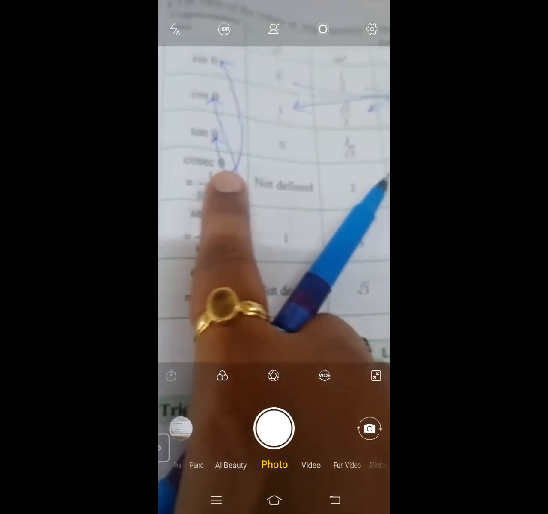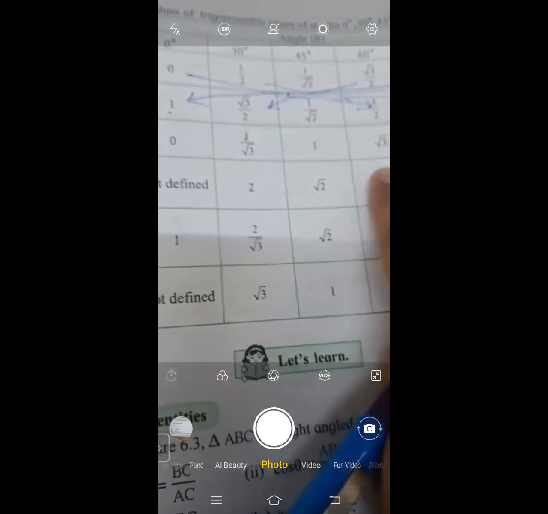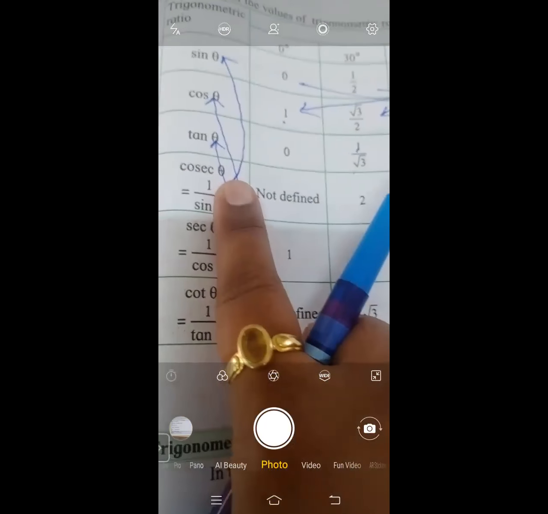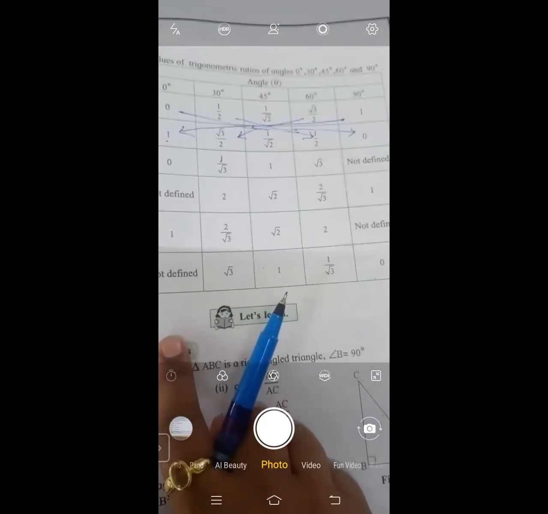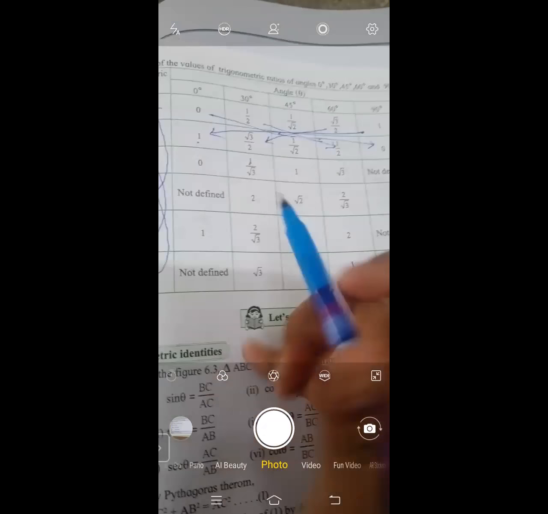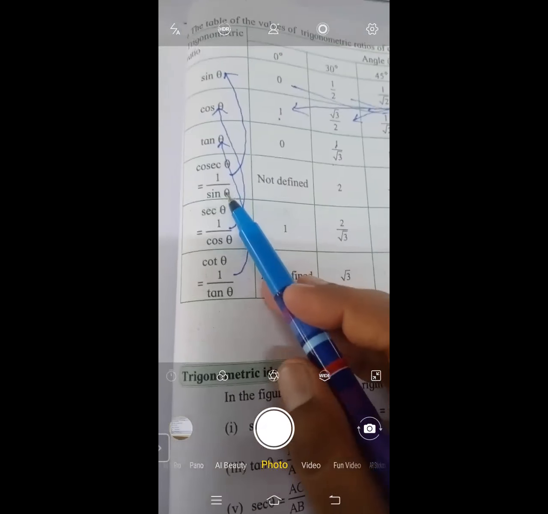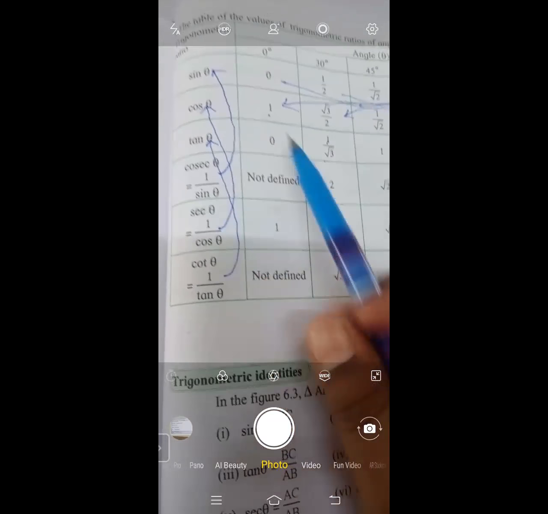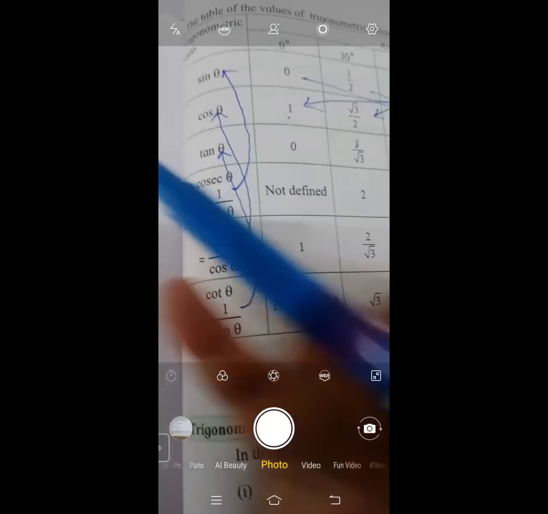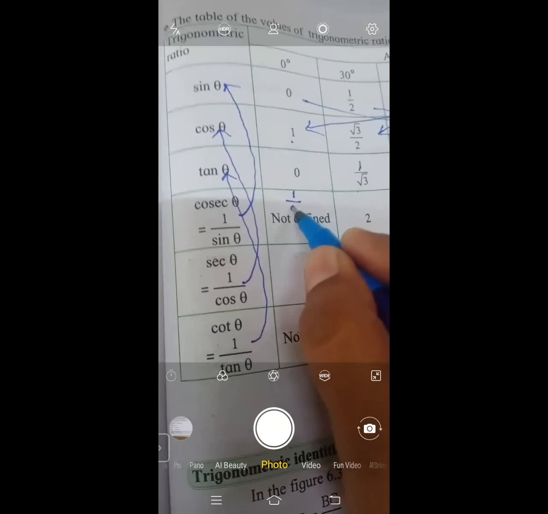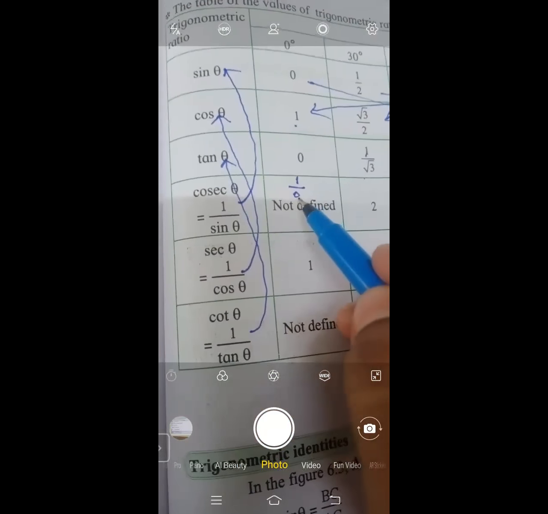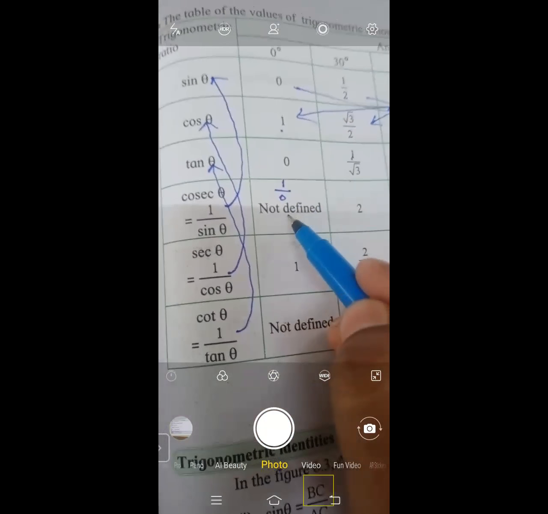Okay, again, this is given for whatever values we have taken for tan theta. Now, what about cosec theta? Again, by mere observation, you can see that it is 1 upon sin theta. So you have to take the reciprocal of sin theta. So what is 1 upon sin theta? It is 1 upon 0. What is the value of sin theta? It is 0. So 1 upon 0 is again not defined.